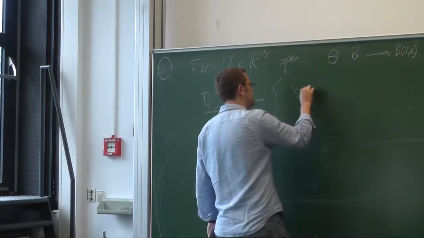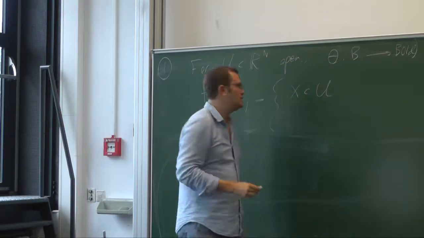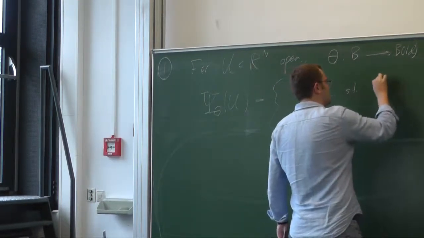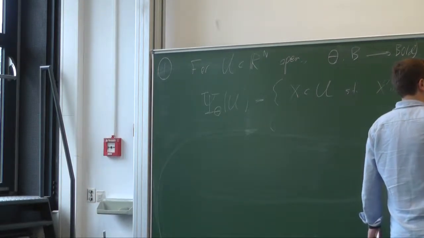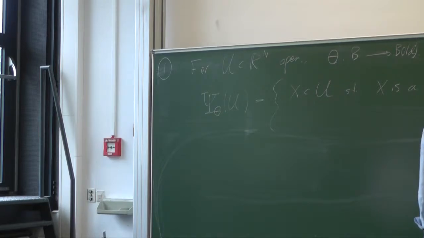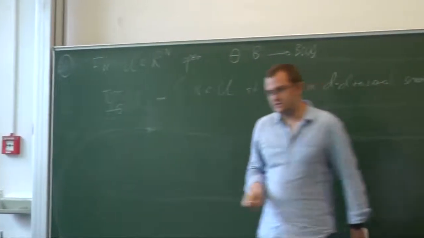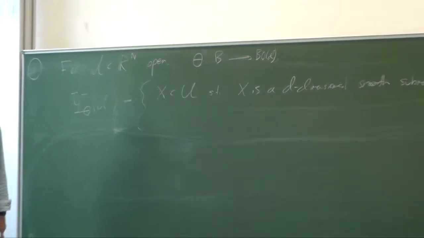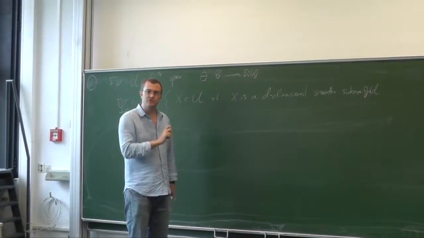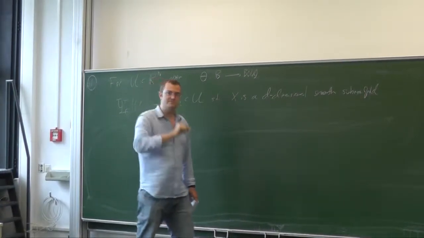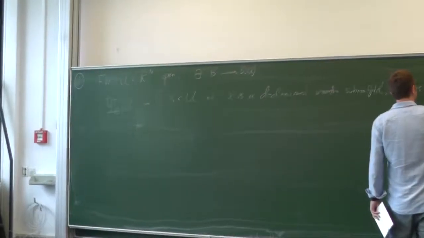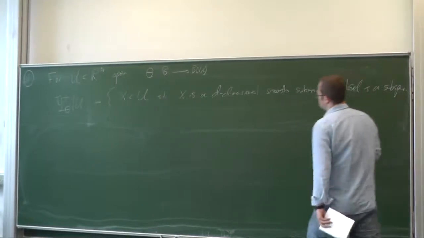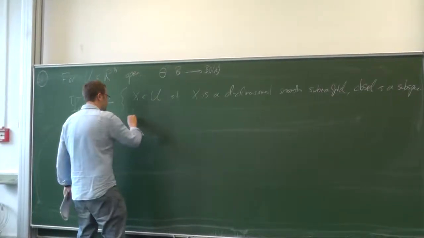It's the set of subsets X of U such that X is a d-dimensional smooth submanifold. And it doesn't have to be compact, but it should be closed as a topological subspace. So you shouldn't have silly accumulation happening. Closed as a subspace, comma, with a theta structure on it.